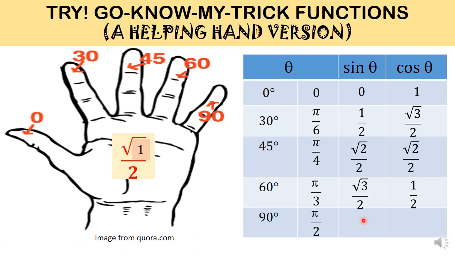For 90 degrees, doing the same thing. Ilan yung fingers na nasa left side ng 90? 1, 2, 3, 4. So, we replace this by 4. Square root of 4 is 2 over 2. That gives us a 1. Tapos, yung cosine naman, yung nasa right side ni 90, there is none. So, there is 0. So, we have here 0. So, 0 over 2 will give us 0.